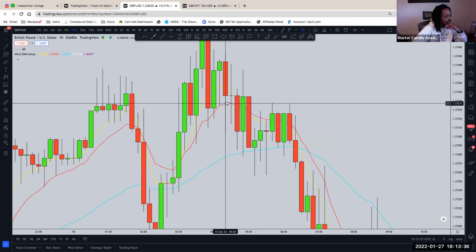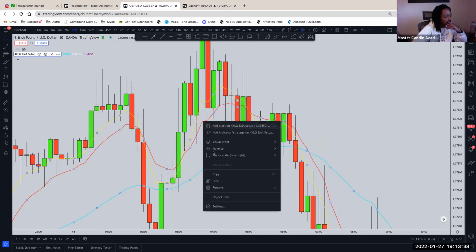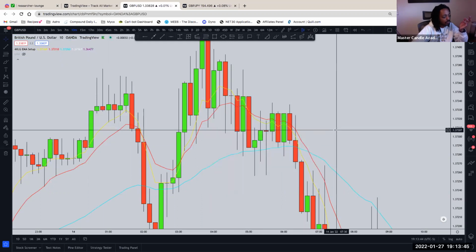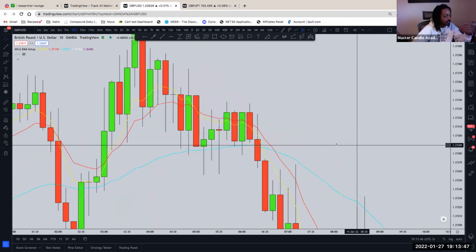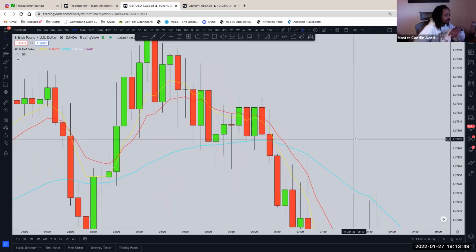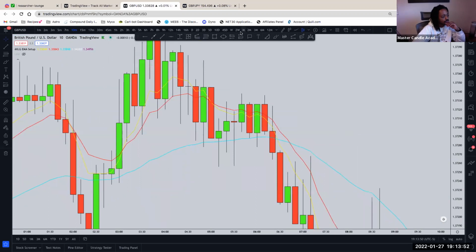Is it in the front? Sorry, I'm trying to make sure we can see it. Can you guys see it enough? There we go. I'll bring it to the front. It's because the candle is red where the cross is happening. So I think that's what's going on.